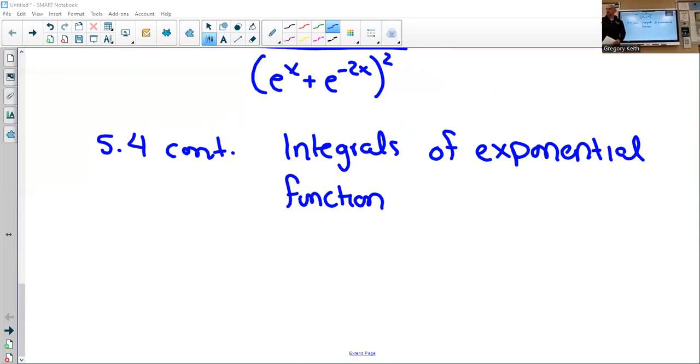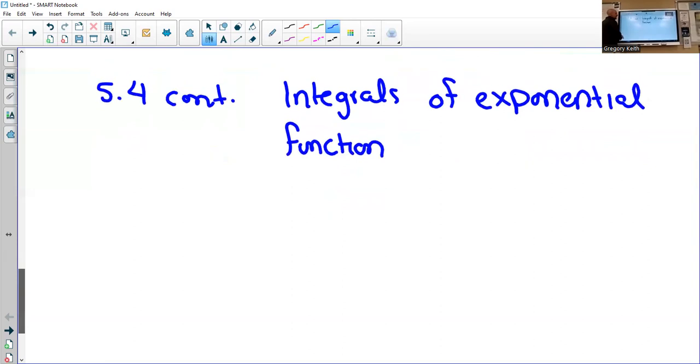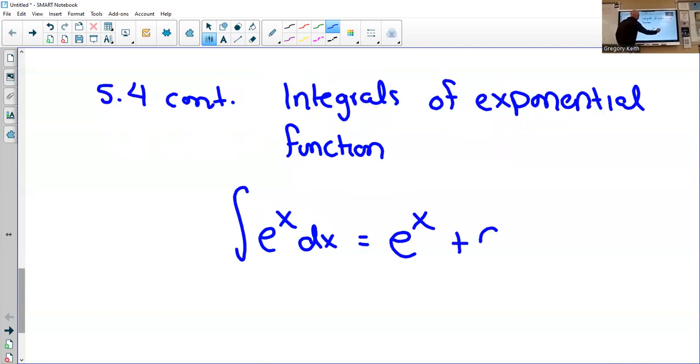Okay, so we're going to look at the integrals of e to the x, and you'll never guess what the integral of e to the x is. E to the x plus c. Don't forget the plus c. But yes, our integral of e to the x is just e to the x plus c. So not much different from what we did with derivatives.